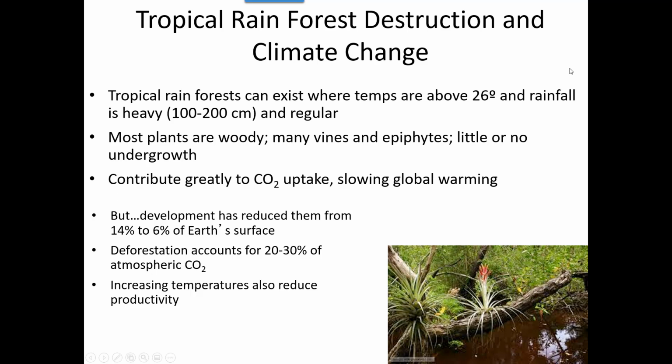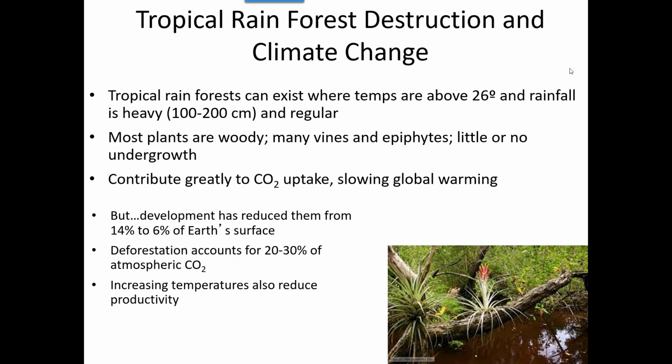Well, that's one of the questions we're facing right now as we are destroying tropical rainforests, one of the types of forests that gives us such an abundance of oxygen. Tropical rainforests can exist anywhere temperatures are at least 26 degrees Celsius and above, and rainfall is heavy, meaning they're getting 100 to 200 centimeters a year, and they're usually getting rain quite often, not just 1 or 2 months a year. Most of the plants there are woody, most have vines and epiphytes, and there's really little or no undergrowth. Part of that is because there's so much rain, they don't need really deep roots. And their overabundance of leaves and growth above the ground greatly contributes to that carbon dioxide uptake.